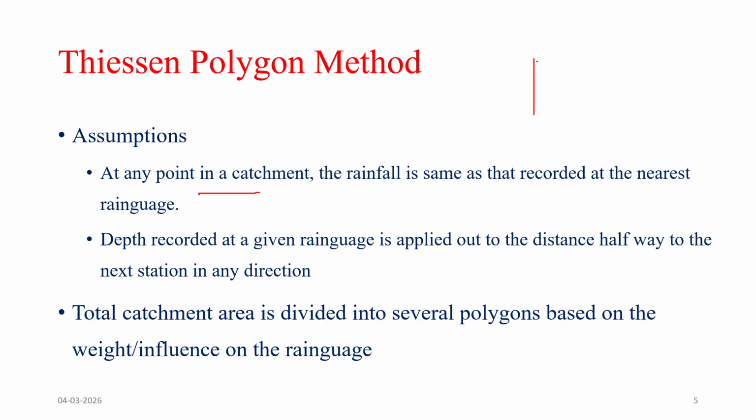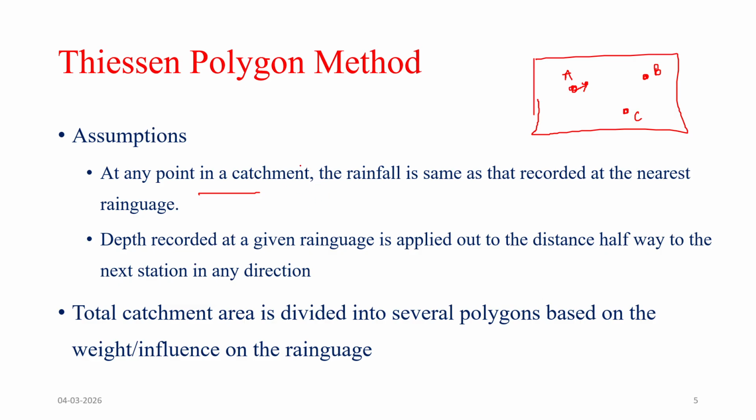Suppose this is a catchment, and here are the stations. Suppose these three stations A, B, and C are the rain gauge stations in this catchment. Now if we are asked the rainfall at this point, we can say the rainfall at this point is the same as the rainfall at station A. Why? Because rain gauge A is the nearest to this point, and the influence of each gauge extends halfway to the neighboring gauges in every direction.